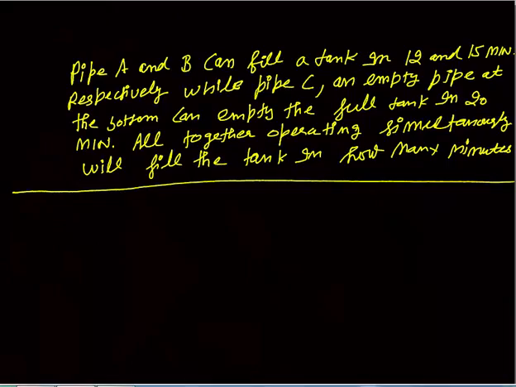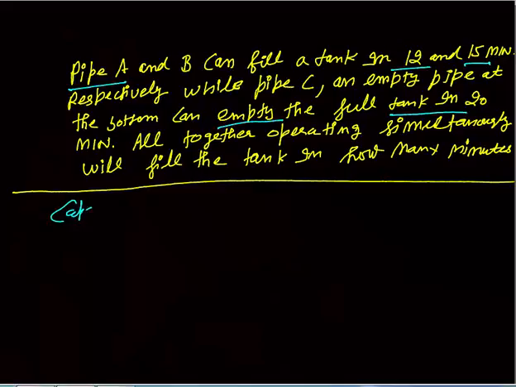Another question I am going to discuss is this. Pipes A and B can fill a tank in 12 minutes and 15 minutes respectively, while pipe C, an empty pipe at the bottom, can empty the full tank in 20 minutes. The question says that all together operating simultaneously will fill the tank in how many minutes? Now in this case, no capacity is given. We will assume the capacity conveniently so that we can solve the question in least possible time.